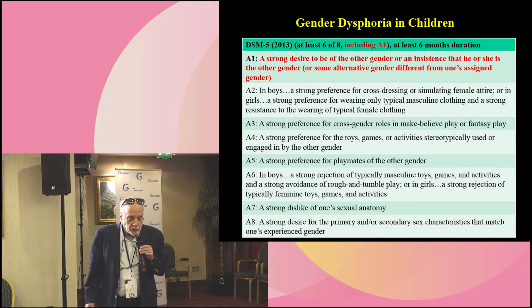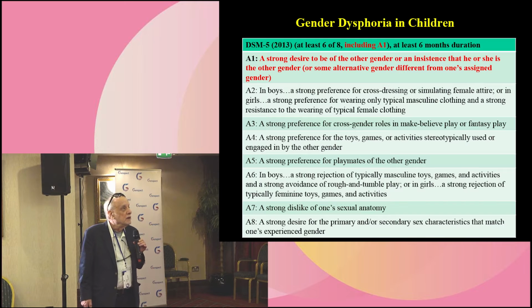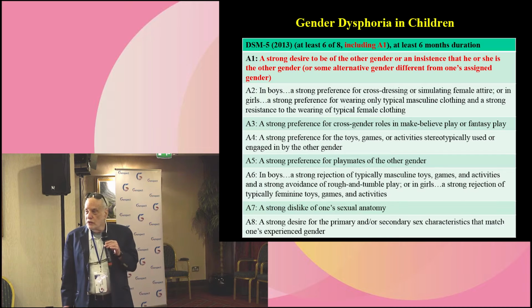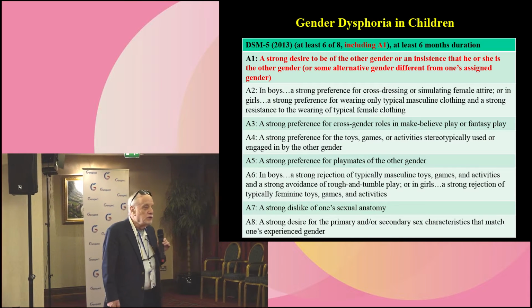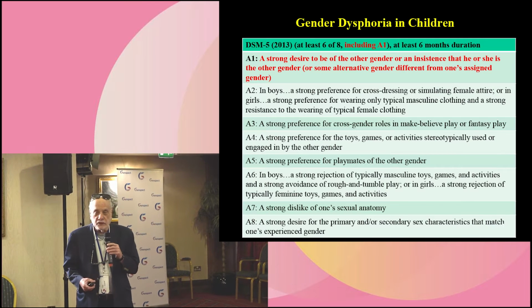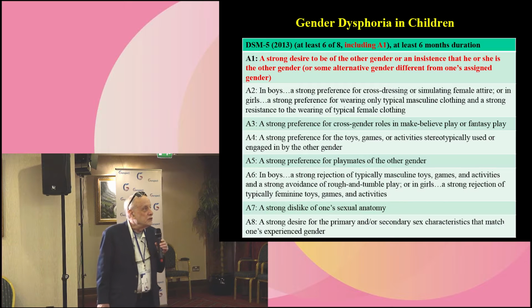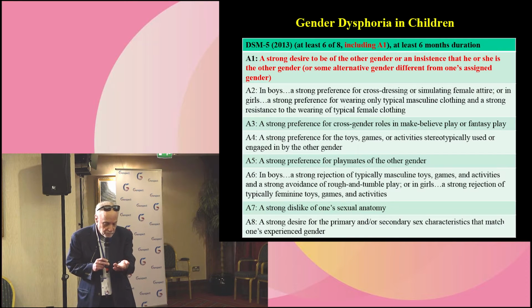Just to follow up a little bit on Professor Biggs's comment earlier, in the DSM-5, which was published in 2013, there are these 8 criteria, of which you need to meet at least 6 of them to get the diagnosis, including A1, a strong desire to be of the other gender, or an insistence that one is the other gender.